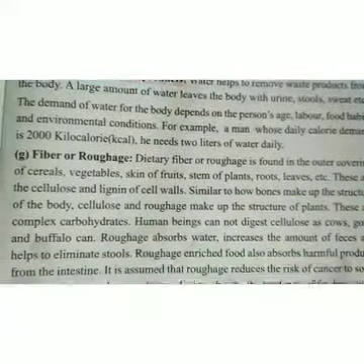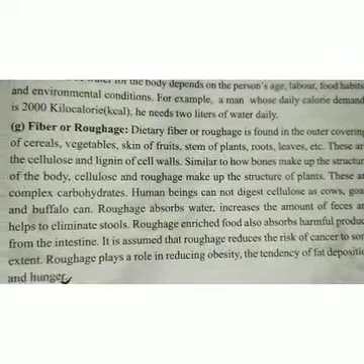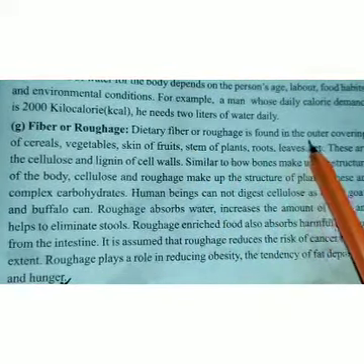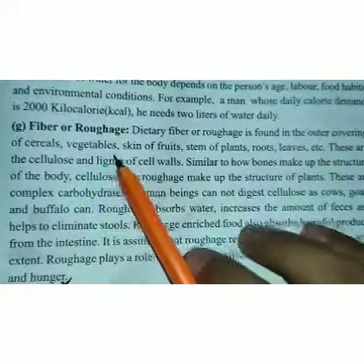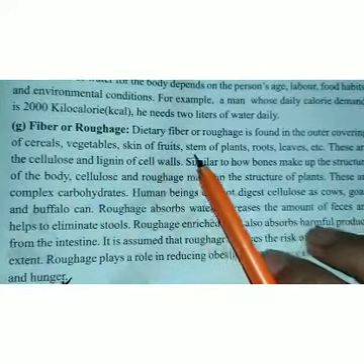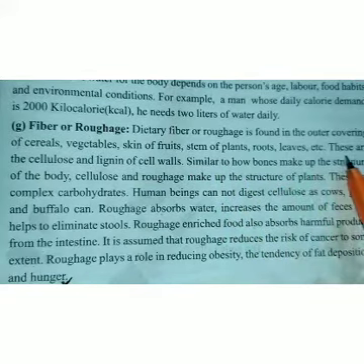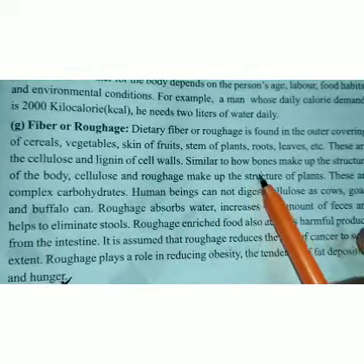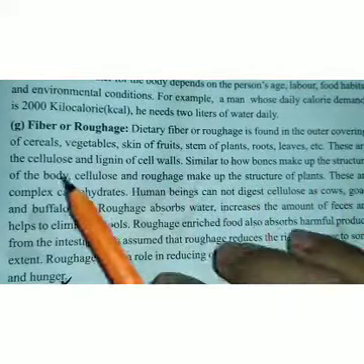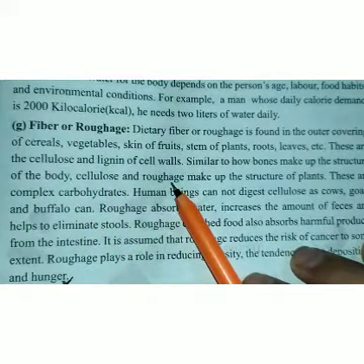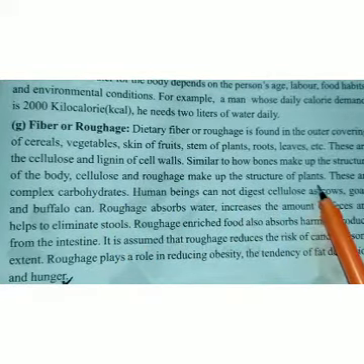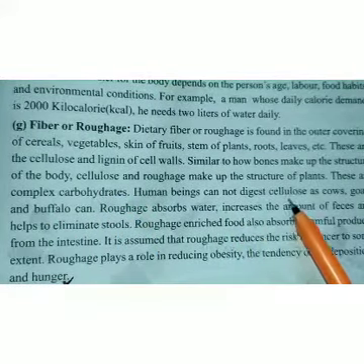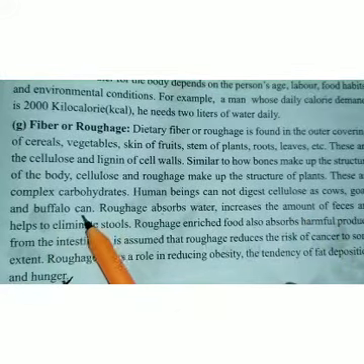Fiber or roughage. Dietary fiber or roughage is found in the outer coverings of kernels, vegetables, skin of fruits, stem of plants, roots, leaves, etc. These are the cellulose and lignin of the cell wall. Just as bones make up the structure of the body, cellulose and roughage make up the structure of the plant. These are complex carbohydrates. Human beings cannot digest cellulose as cows, goats, and buffalo can.